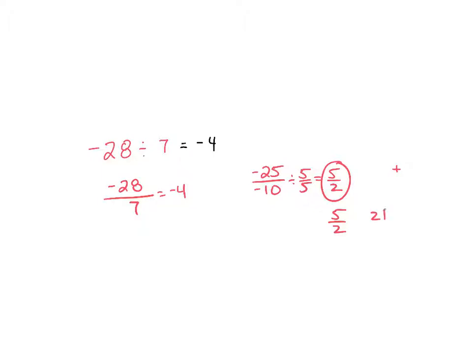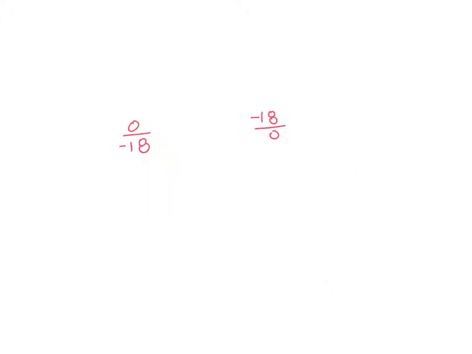In order to change 5 halves into a mixed number, 5 divided by 2, 2 goes into 5 twice. 2 times 2 is equal to 4. I get a remainder of 1, so it would be 2 and 1 half. Or it could also be 2.5. It depends on the directions and what you are doing with the problem, but the answer is going to be a positive at the end.